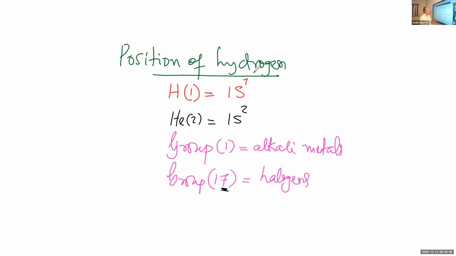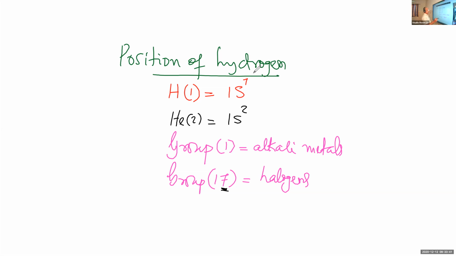So hydrogen shows similarities with the alkali metals, group 1, lithium, sodium, potassium, etc., and the halogens, group 17, which have a tendency to accept one electron. So due to the similarity with the alkali metals and halogens, where should hydrogen be placed? The position of hydrogen still remains questionable.